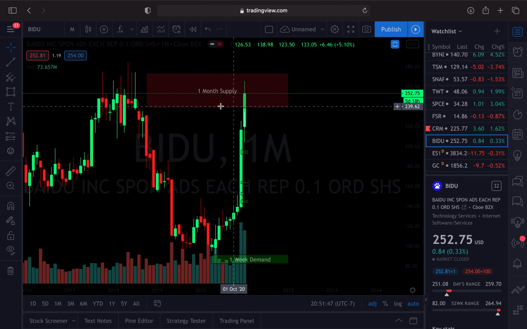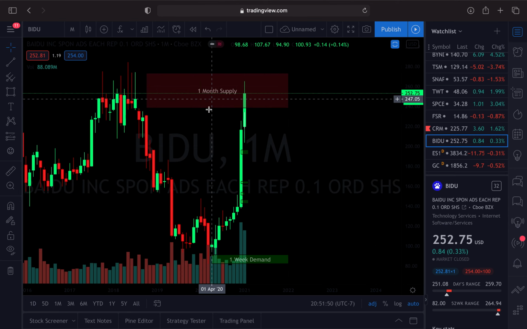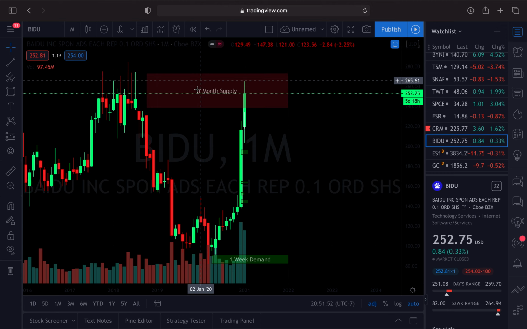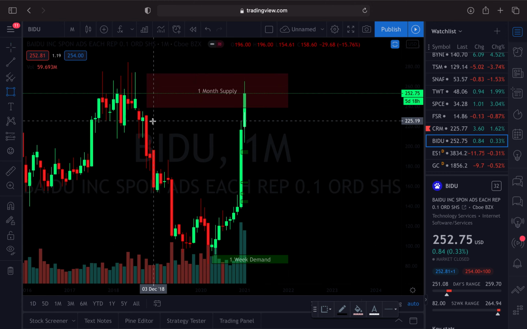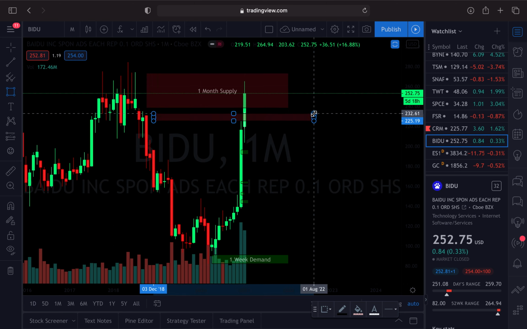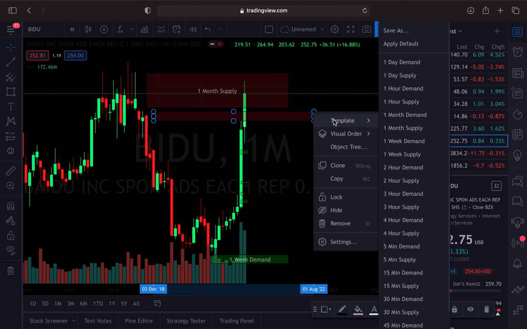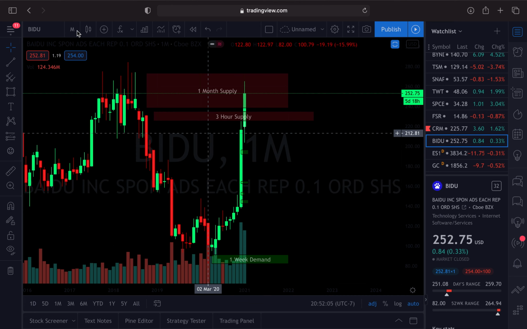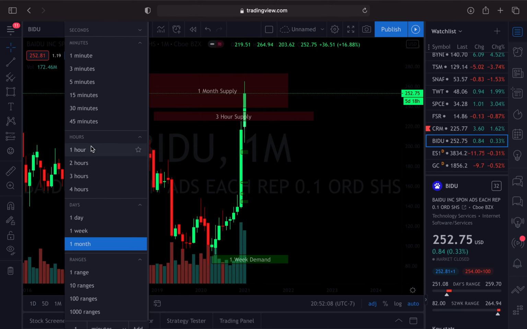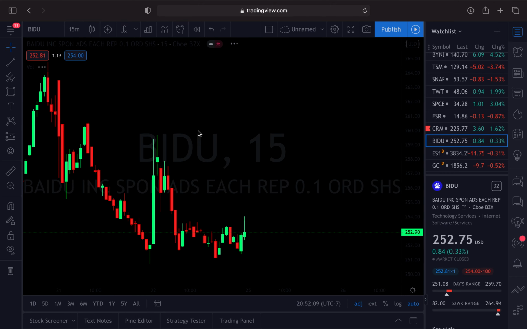This monthly supply was formed right here to here, bottom of body, top wick, boom, that's a monthly supply. Here's another monthly supply that I played. It doesn't exist anymore, but I'm going to show this for the sake of the example. There's another monthly supply. Let's just call this a 3-hour supply, so we'll recognize it, right? Let's go back to the 15-minute chart.